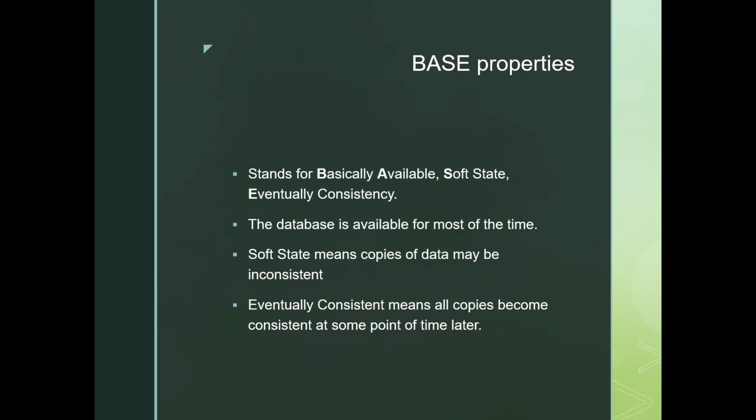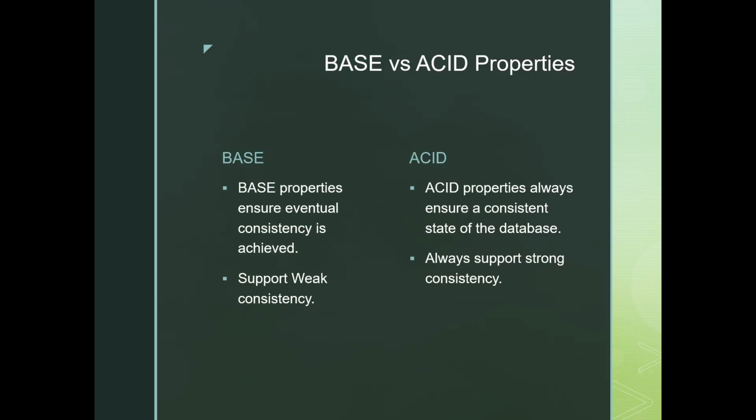The database is available for most of the time. Soft state means that copies of data may be inconsistent. Eventual consistency means that all copies become consistent at some point of time later when the number of transactions is less. But what is the difference between BASE and ACID properties? BASE properties ensure that eventual consistency is achieved and they support weak consistency only. On the other hand, ACID properties ensure that the database always remains consistent no matter the effect on availability, and they always support strong consistency only.